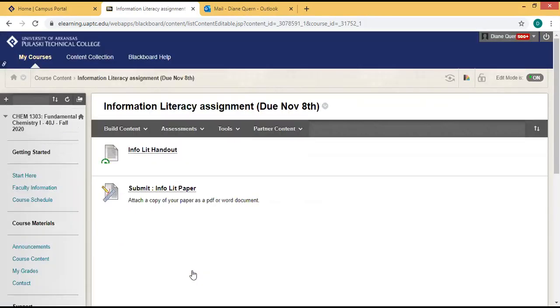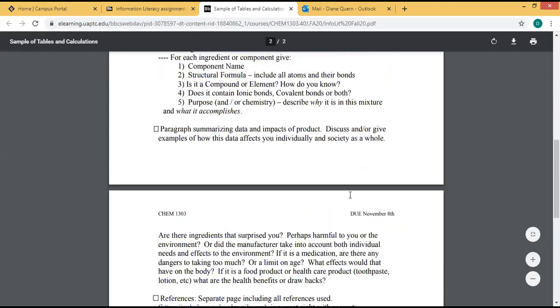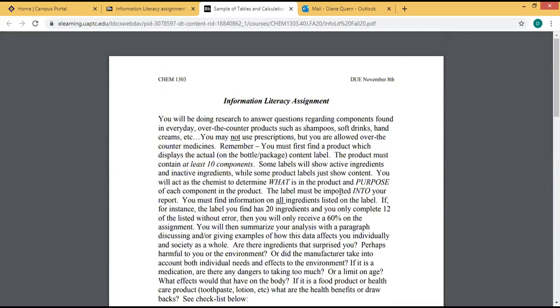So far there's only 2 pieces of information in there. I'll be adding a piece later, which is an example paper. First is this info lit handout. When I open that up, it gives me the guidelines of the paper, and we'll go over those in a minute.